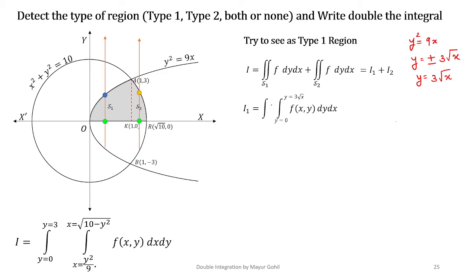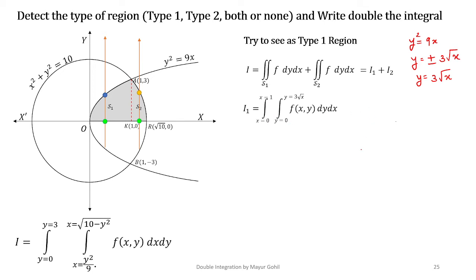What about the limits of x? They are going to be the projection limits. That is, the projection of S1 is OK, and O, the origin, has the x coordinate 0, and K has the x coordinate 1. So the limits are going to be x equals 0 to x equals 1.